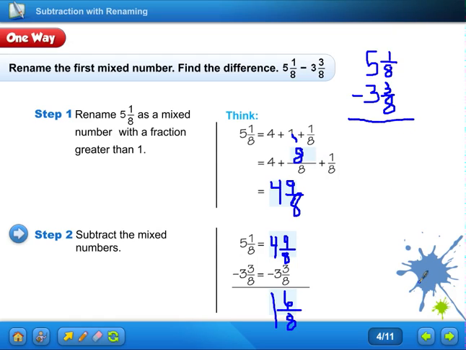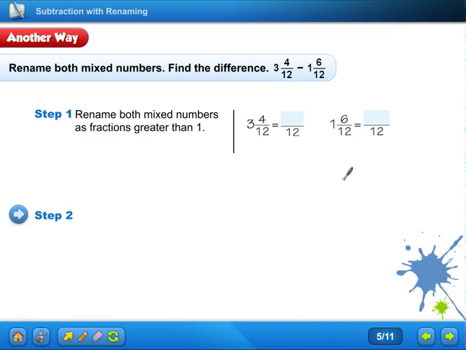All right, let's go on to the next way we could do this problem, or a problem like this. So, rename both mixed numbers. Find the difference. 3 and 4/12 minus 1 and 6/12. So what they want us to do is rename both mixed numbers as a fraction greater than 1, or we also can call that an improper fraction.